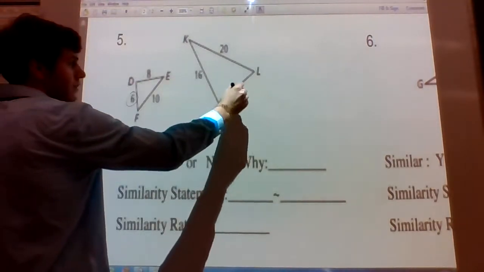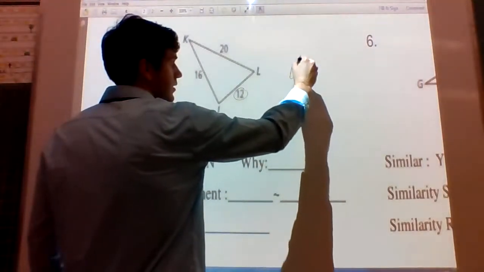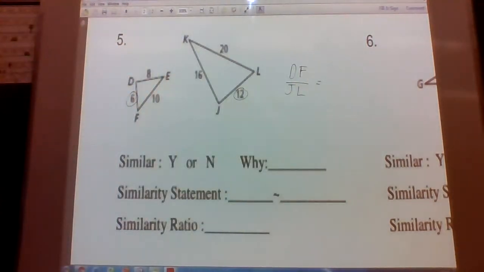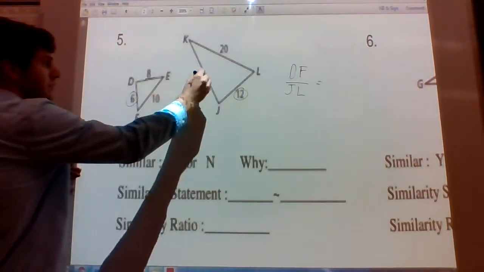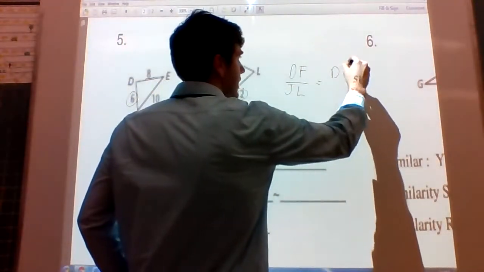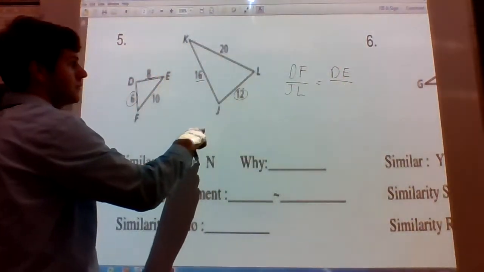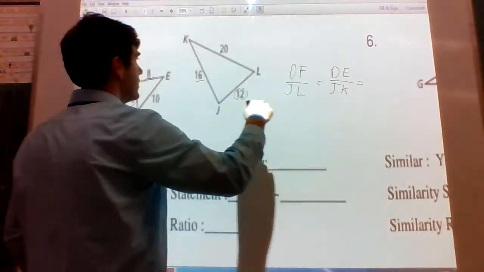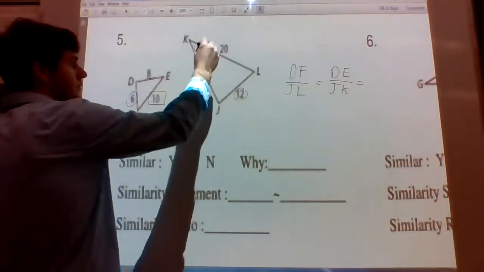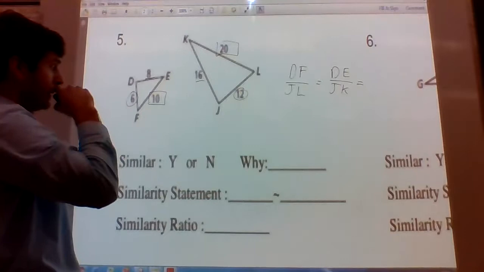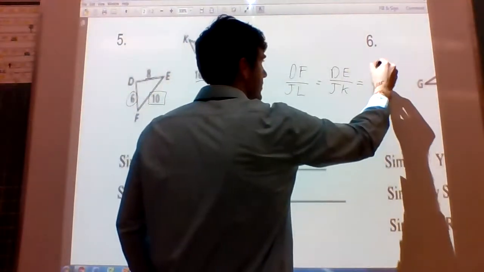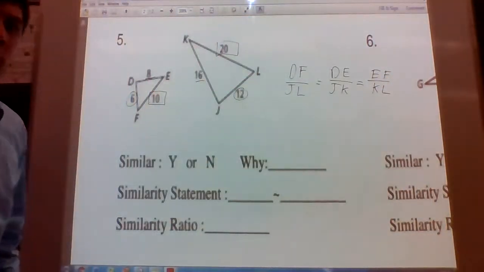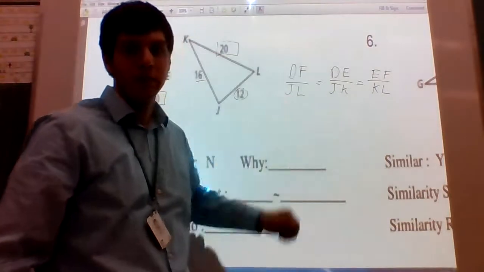So 6 and 12 would have to match up, meaning DF is going to correspond with JL. The middle ones are going to be 8 and 16, so DE has to correspond with JK. And then our longest ones, EF, is going to have to correspond with KL. And again, these are distances, so it doesn't matter which way we write it. JL is the same as LJ.